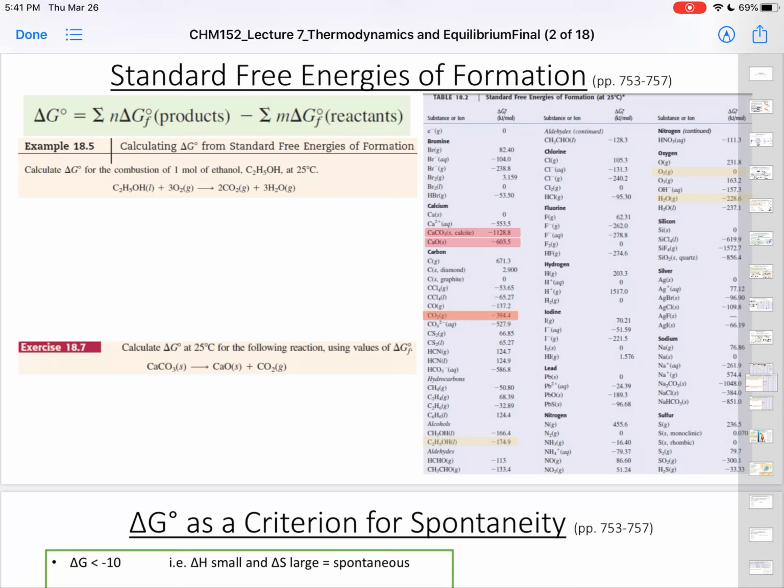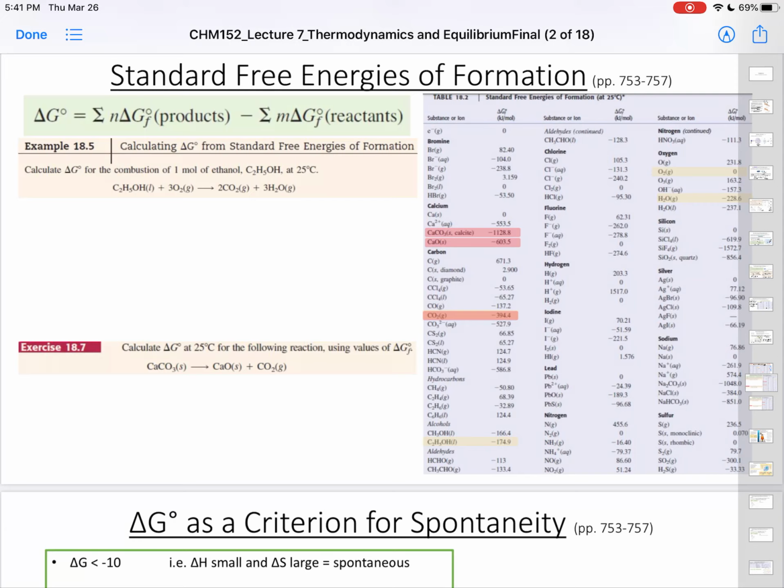The other way to do this is really to calculate with the standard free energies of formation. So the third table that you have is a table of delta G, or Gibbs free energy values at standard state. Basically, you're going to do the same thing. You're going to find the products, find the reactants, write the values down, and just do products minus reactants.